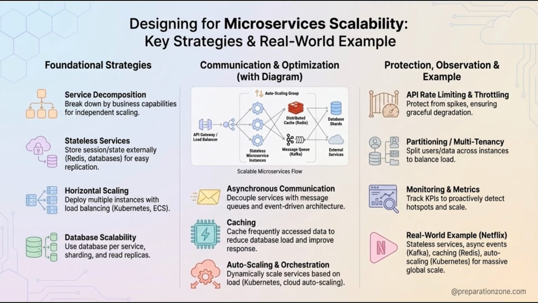Asynchronous communication. Don't let the service wait around. One of the biggest wins for scalability is going asynchronous. Using queues or event streams allows services to communicate without blocking each other. This removes pressure from the synchronous APIs and massively boosts throughput.